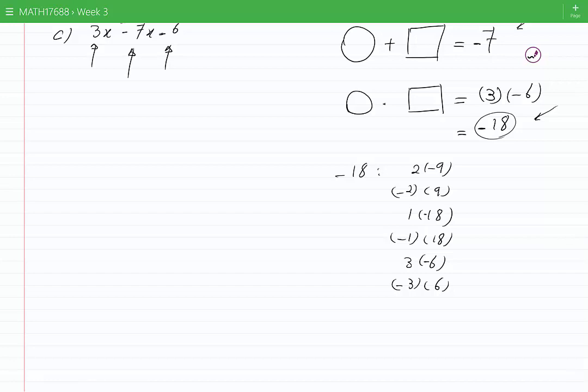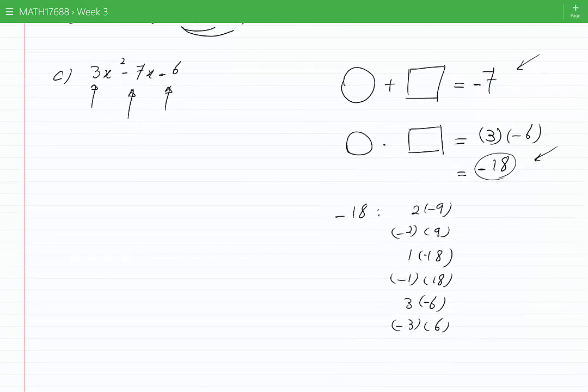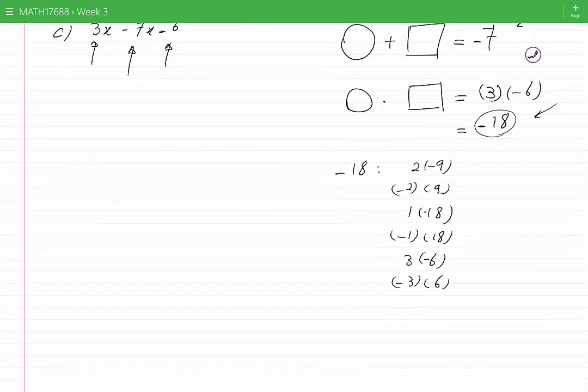Now, these are all possibilities for two numbers to multiply into minus 18. Let's see which one of these would satisfy the first condition: the sum of the two numbers should be minus 7. The sum of 2 and minus 9 is minus 7, so I already have my answer, 2 and minus 9. But let's check the other ones. They must all fail the first condition.